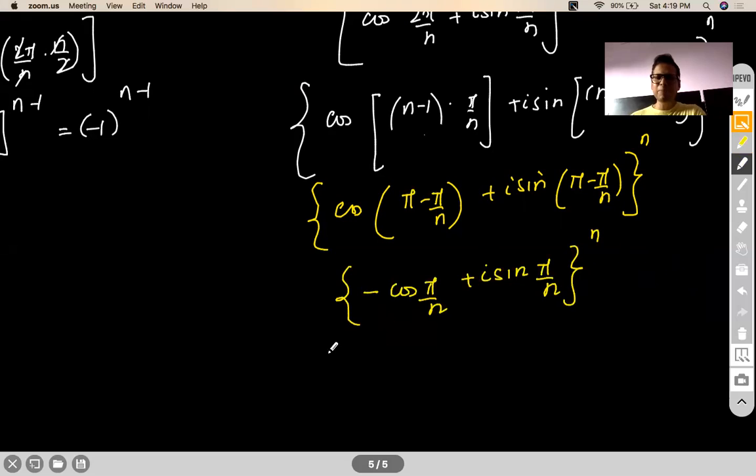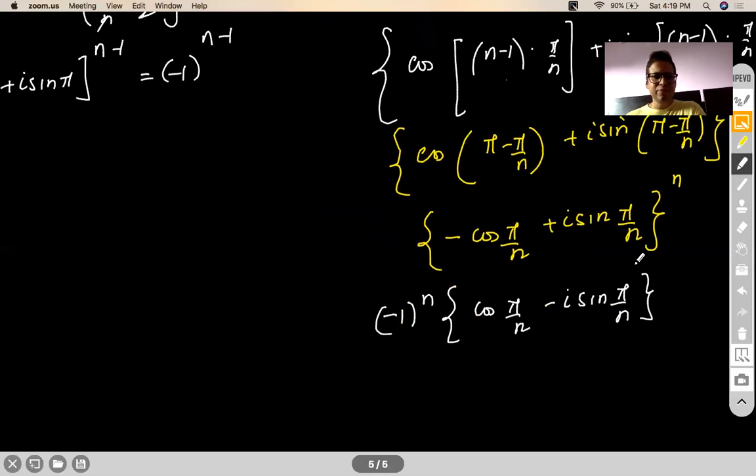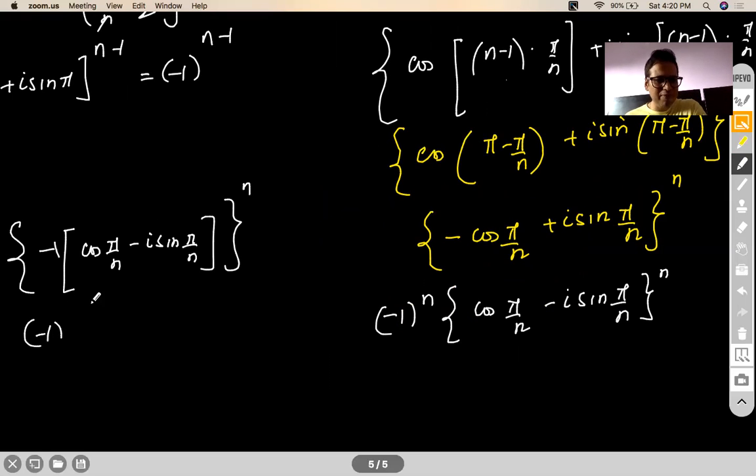Okay. Now let me take a minus sign out. And when I do so, please be informed that if I take a minus sign out, i will become minus i cubed. So see, let me write it separately. If you take a minus sign out, it becomes cos pi by n minus i sine pi by n. Correct? And if you're raising the whole to the power of n, aren't you separately raising this to the power of n, and you are separately raising this to the power of n?